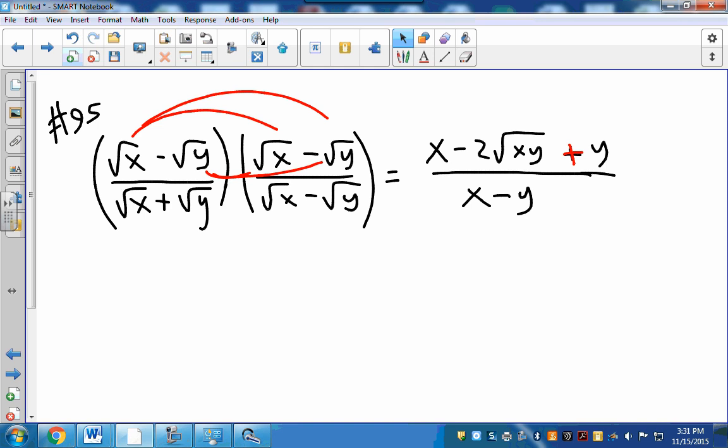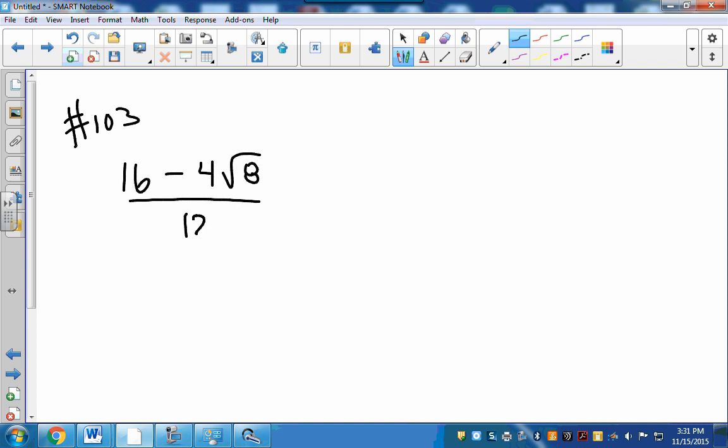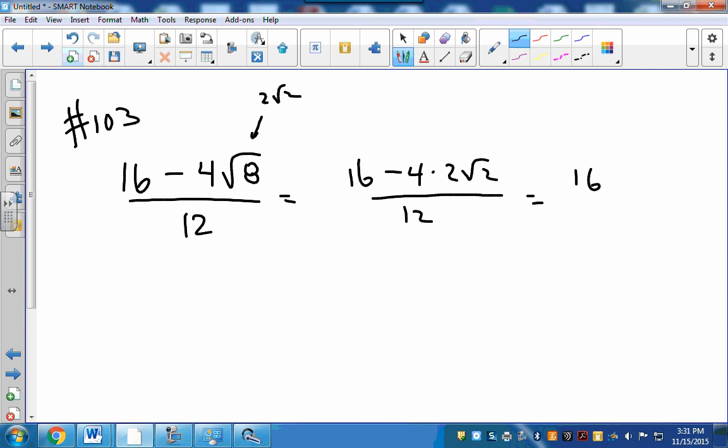103 is the last one in this problem set. 103 says write the expression in lowest terms. This sounds like factor and cancel. So 16 minus 4 root 8 over 12. Okay, so I see the root 8. I know root 8 is 2 root 2. So the first thing I'll do is clean that up. 16 minus 4 times 2 root 2 over 12. And so that's 16 minus 8 root 2 over 12.